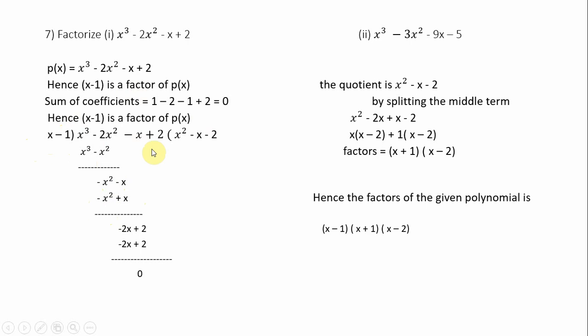X square gets cancelled. You have minus x and this is also minus x, so this is minus 2x plus 2. Now this is again minus 2x to be divided with x, then you are going to get minus 2, which is your coefficient.